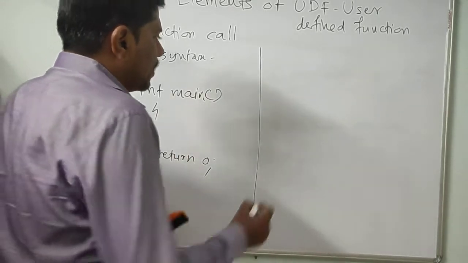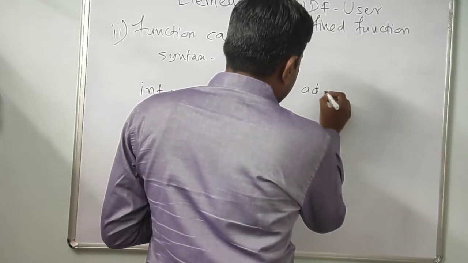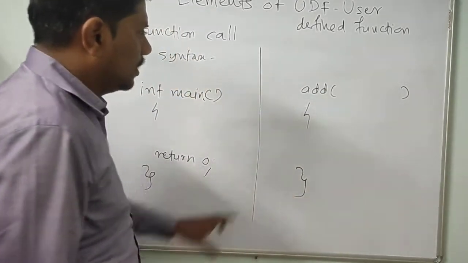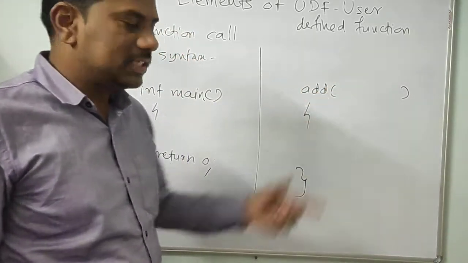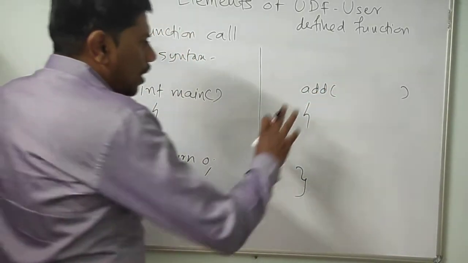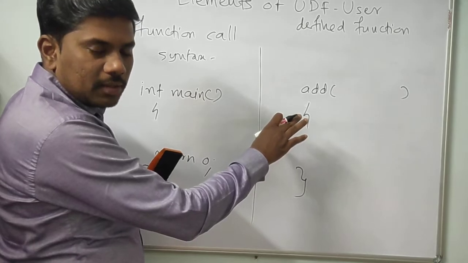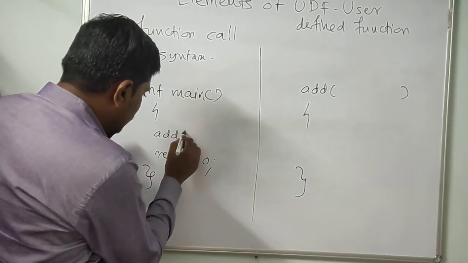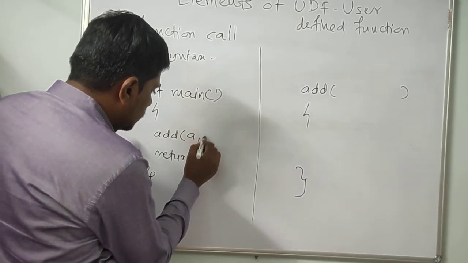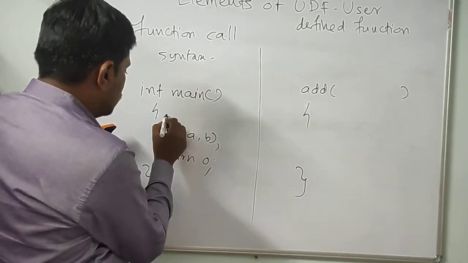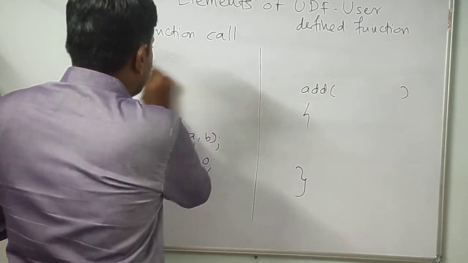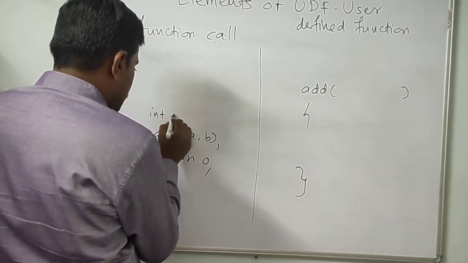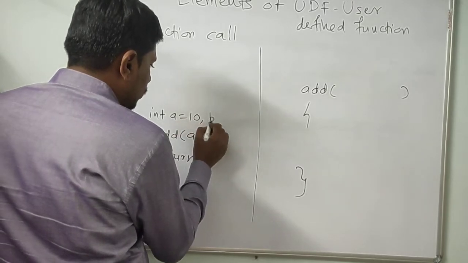Now suppose I have the add function. So this is the function definition. We are going to see that later. So see how to call this add function. I am calling that add function here. And suppose I'm giving two inputs to add. See what I'm doing here. I'm taking two variables.